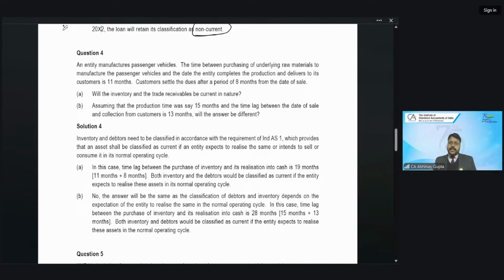Okay. An entity manufactures passenger vehicles. The time between purchasing the underlying raw materials to manufacture the passenger vehicles and the date the entity completes the production and delivers to its customers is 11 months. The customer settles the dues after a period of 8 months from the date of the sale. Scenario A. Will the inventory and the trade receivable be presented as current in the balance sheet? Just think through, reread the facts, think through.